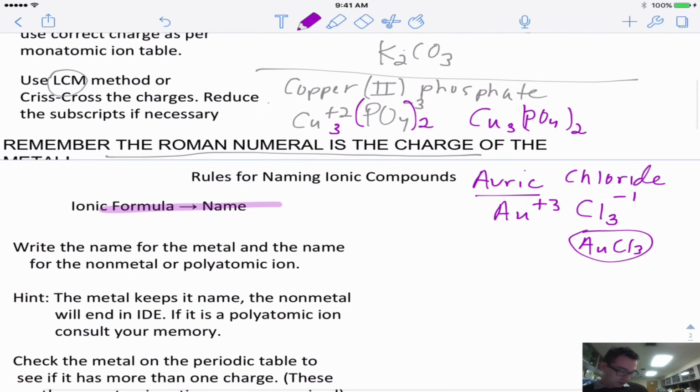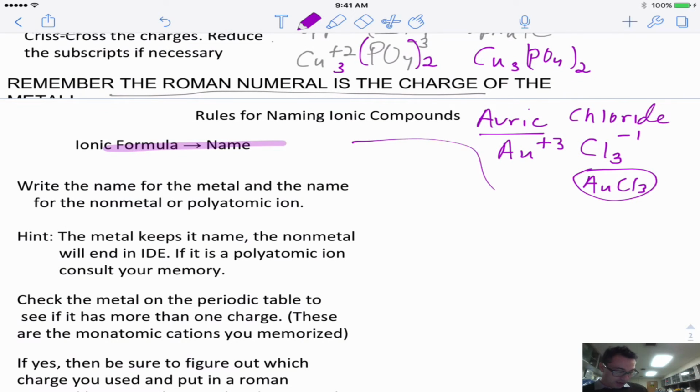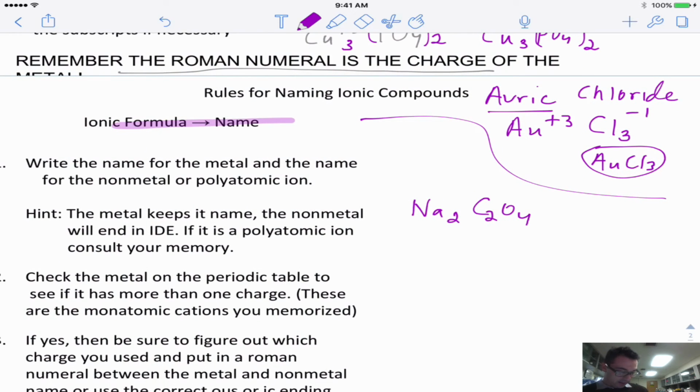Okay, what if we were to go the other way? What if we were to do formula to name? We would start with a formula, something maybe like Na2C2O4. Well, now I can follow the steps here. The metal keeps its name, so that would be sodium. The nonmetal will end in ide, or if it's a polyatomic ion, consult your memory. C2O4 is oxalate.